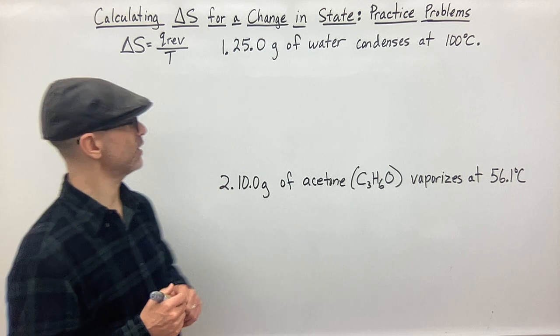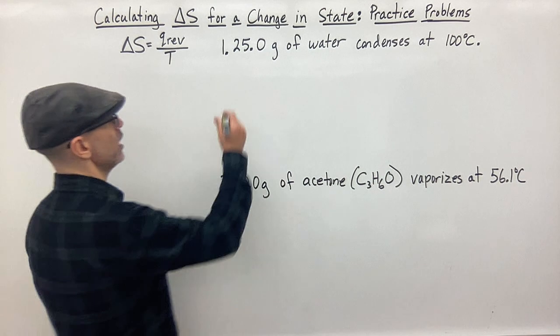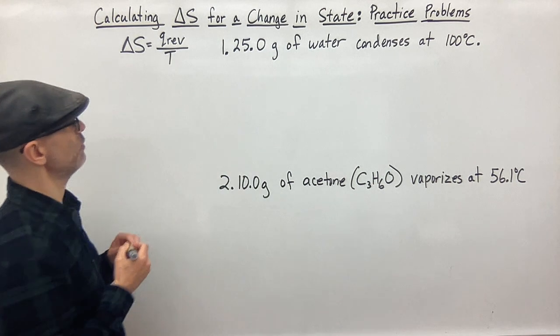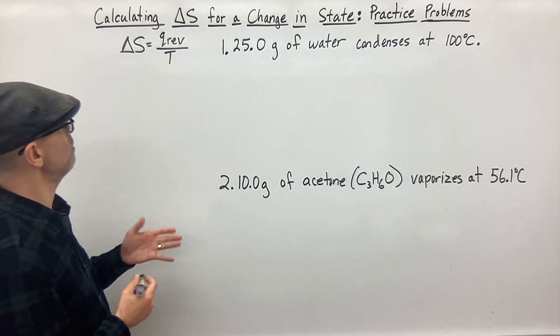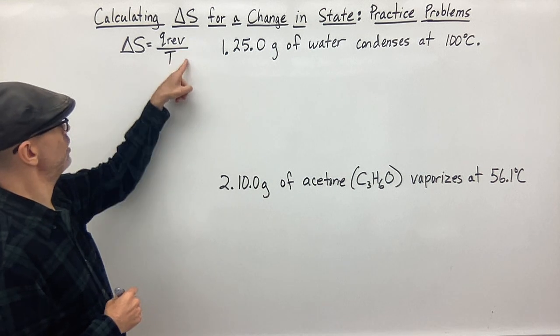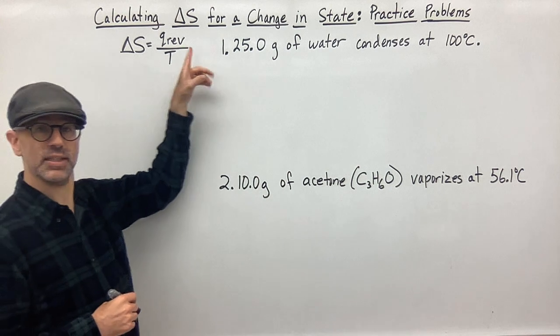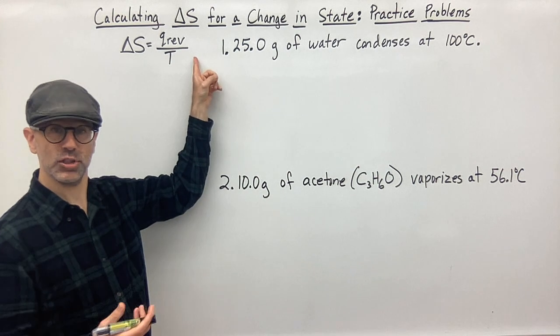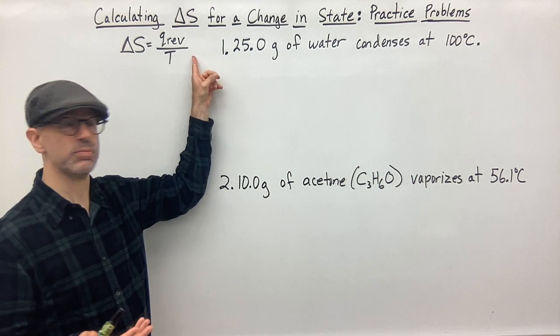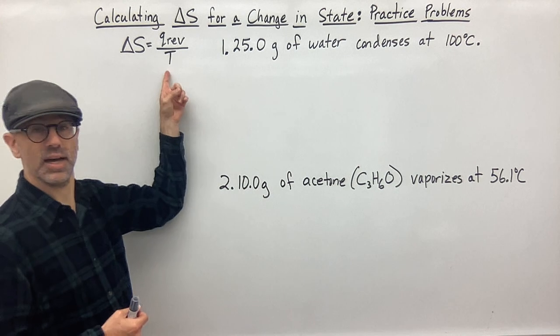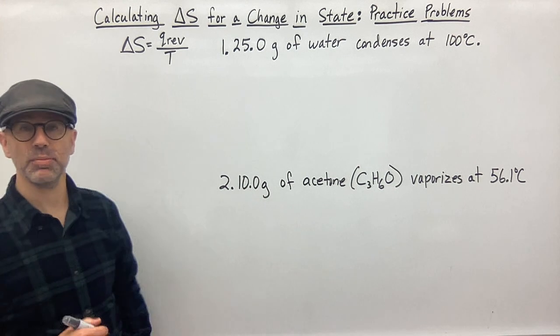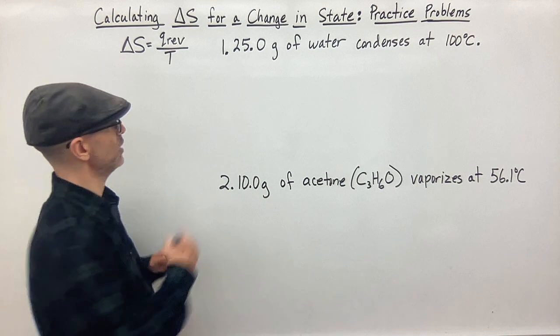So let's go ahead and do this problem. Here we have 25.0 grams of water at 100 degrees Celsius. We need these two things to calculate the delta S. We need the heat of the reversible process that's happening, and then we need the temperature. They gave us the temperature, and we need to convert that to Kelvin.